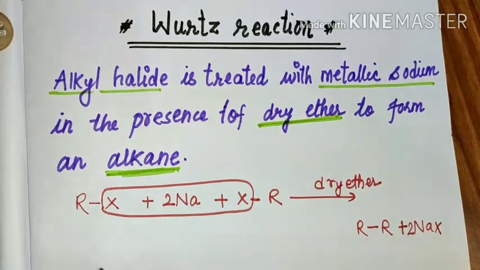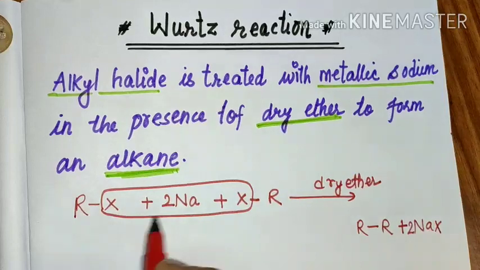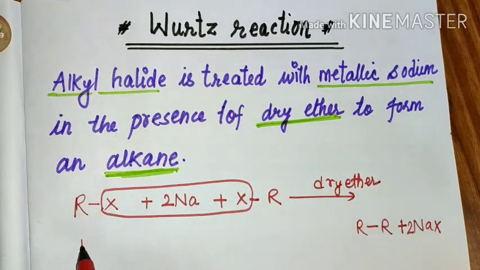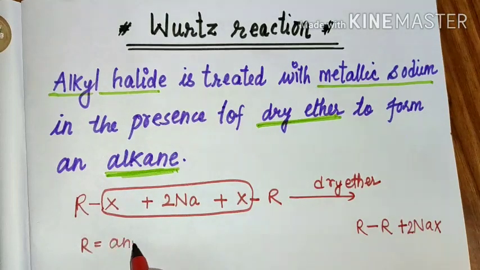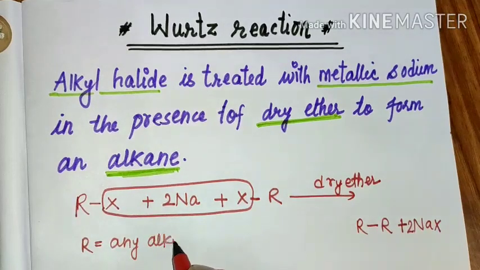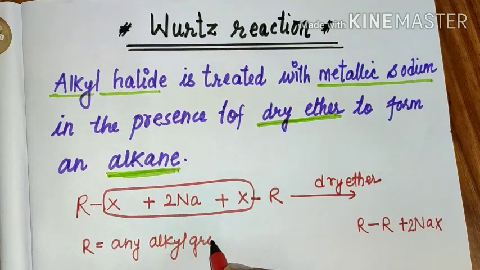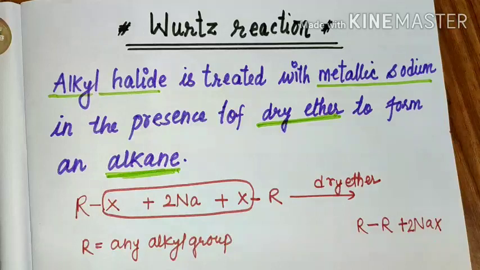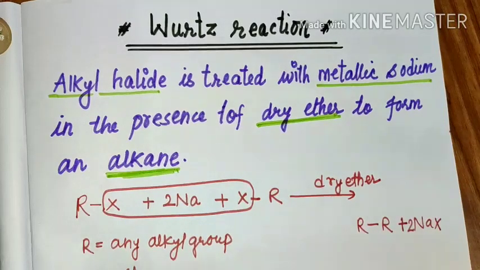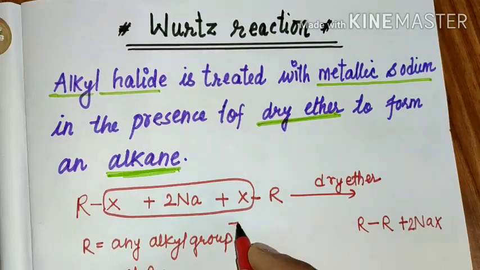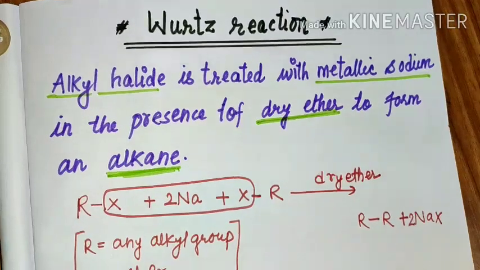Let's take an example. In this reaction, R is any alkyl group. It may be methyl, ethyl, propyl, butyl, any alkyl group, and X is chlorine or bromine. So let's take an example.